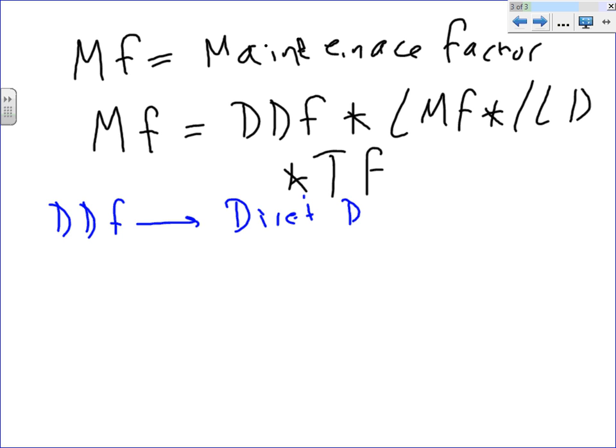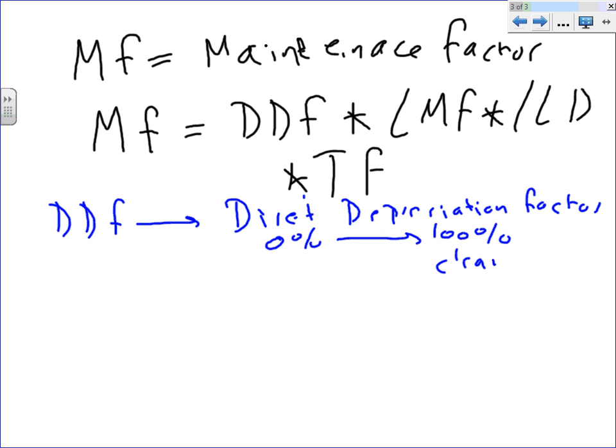Dirt depreciation factor. What's a dirt depreciation factor? How often do you clean your fixture? If you clean your fixture more often, that factor could be 100%. If you don't clean your fixture at all, that factor can go all the way down to 10%. Okay? So the factor is cleanness. It goes from 0% all the way to 100%. This is clean. This is dirty. So that's the dirt depreciation factor.